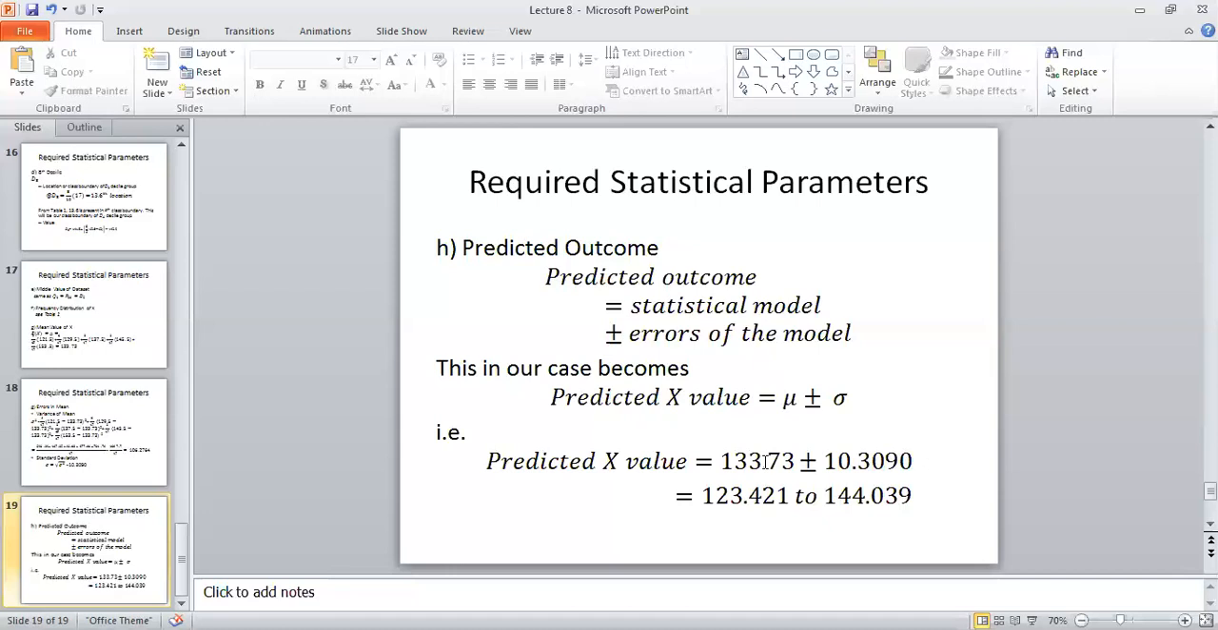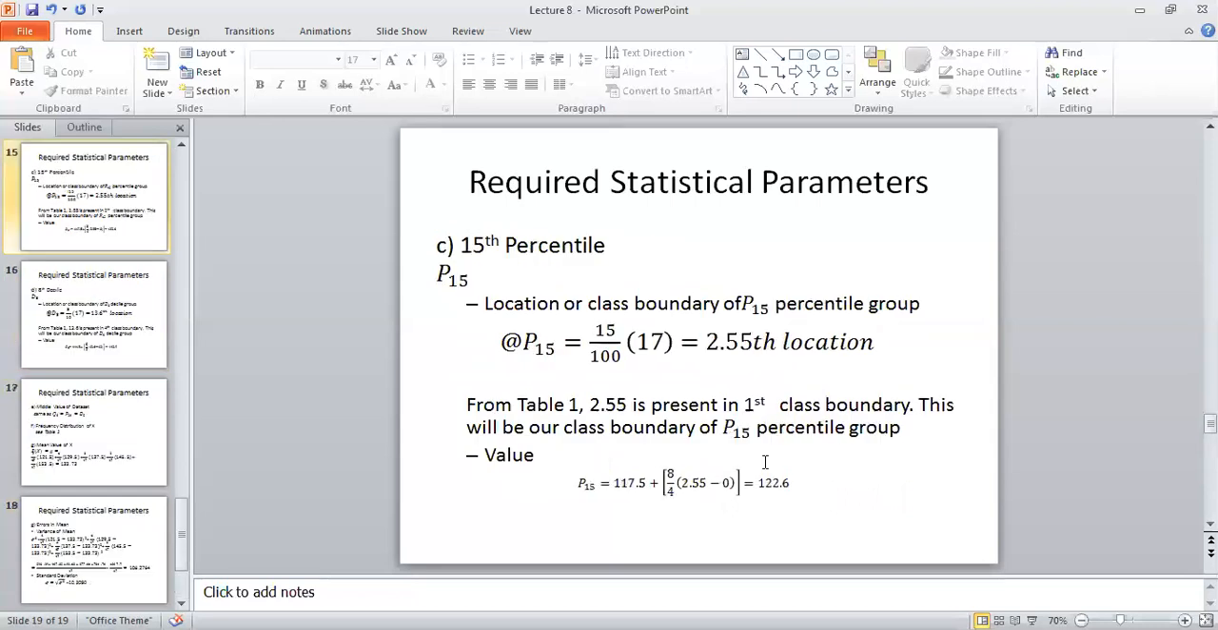More explicitly, we mean that if this experiment is repeated again in future, we can expect to get a value somewhere between 123.421 and 144.039. And that's how we do the analysis for the class interval summarized table.